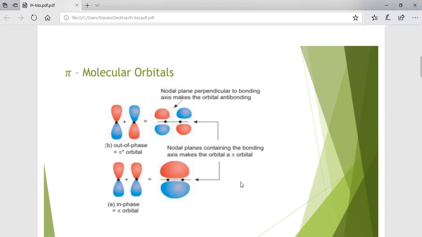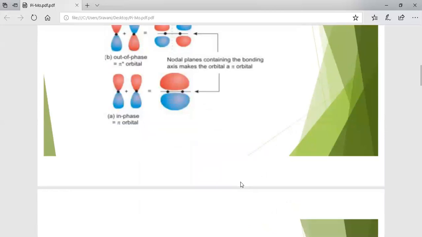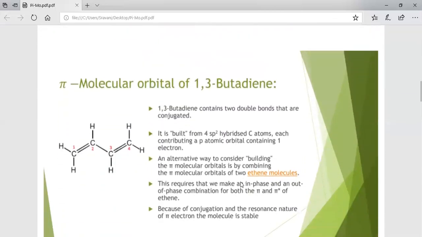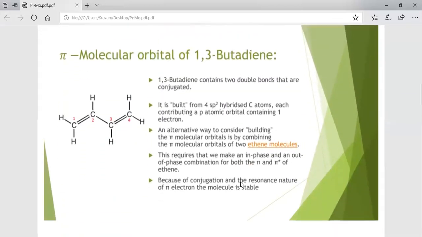Next, moving to the next one. If we understand this clearly, we can study the pi molecular orbitals of butadiene clearly. Coming to butadiene, first look at the structure. Buta means the presence of 4 carbons. Within this structure, we can clearly see 4 carbon atoms here. Next one is diene.